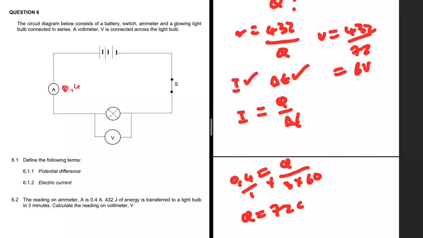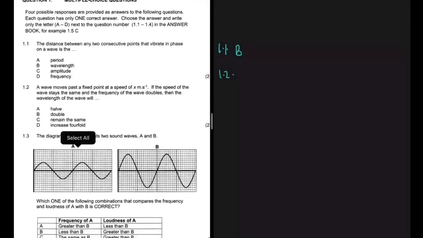There we go. The distance between any two consecutive points that vibrate in phase on a wave is the wavelength, right? So 1.1, our answer here is going to be B, because the distance between any two consecutive points that vibrate in phase is wavelength. And then off to 1.2, a wave moves past a fixed point at a speed of x meters per second. If the speed of the wave stays the same and the frequency of the wave doubles, then the wavelength of the wave will, A we have half, double, remain the same, and increase fourfold, right?